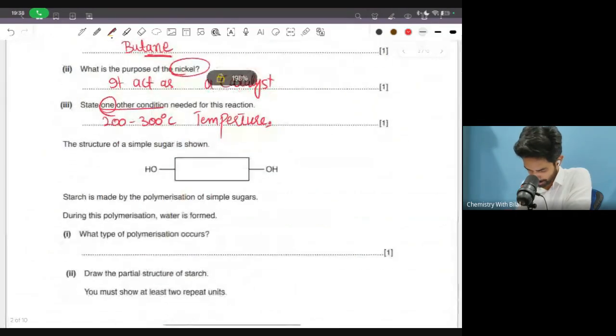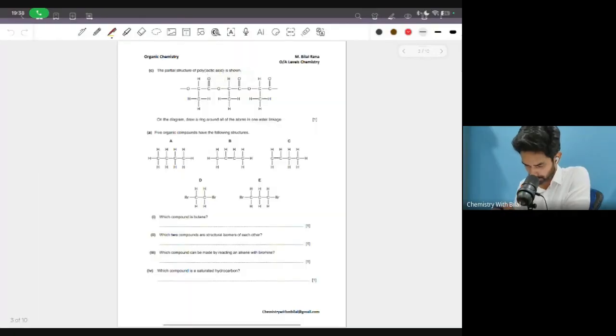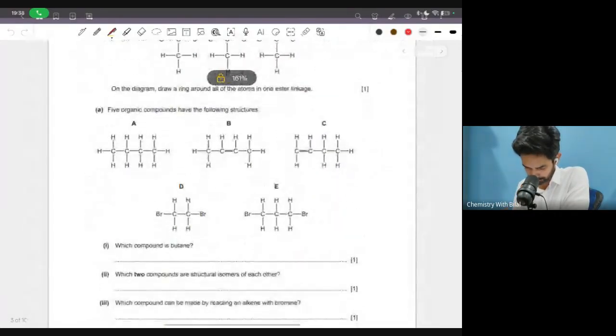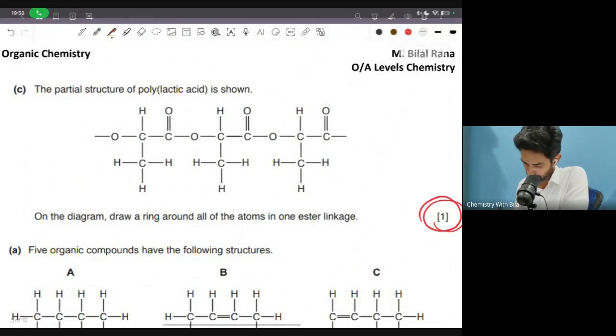Make sense, everyone? Yes. Polymers अभी हमने किया नहीं है तो हम polymers के question अभी skip कर रहे हैं. ठीक है? Okay, part C. Less than a minute, everyone. Please read the entire statement and answer the question, please.